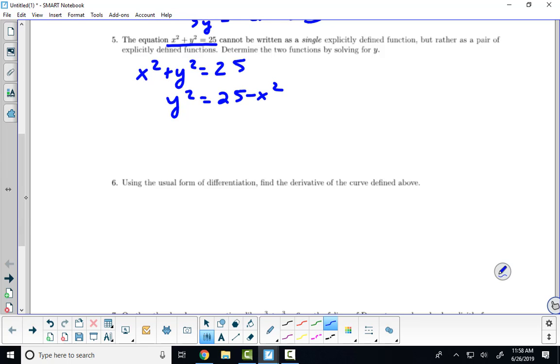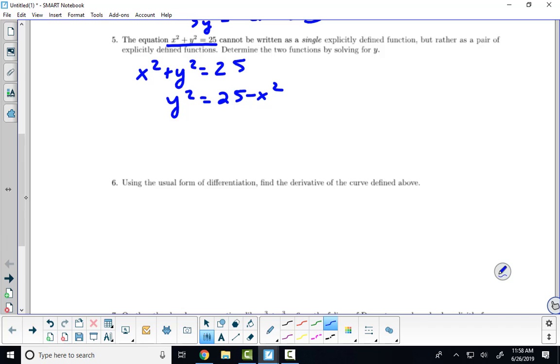And what's my next step in solving for y? Thomas, what do you want to do? Well, to get rid of the square, you can take the square root. Okay. So Thomas is saying take the square root of both sides.